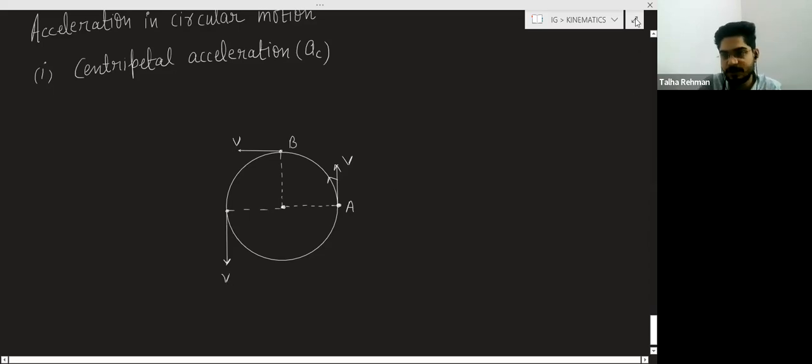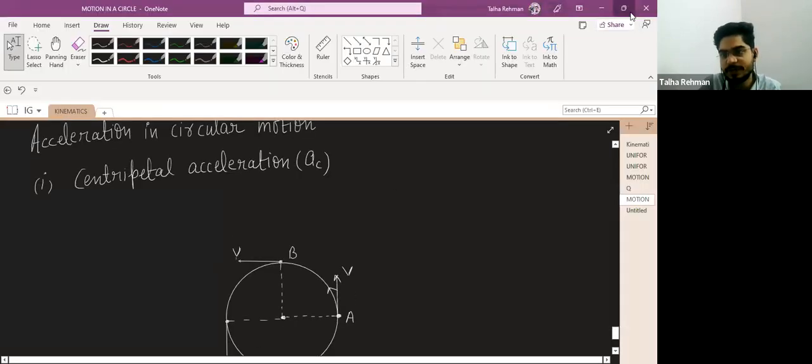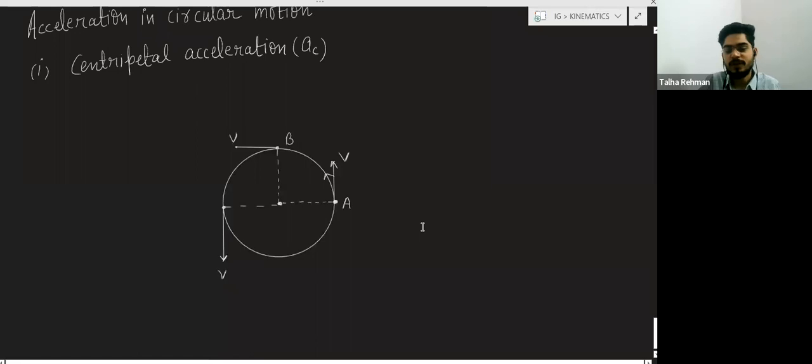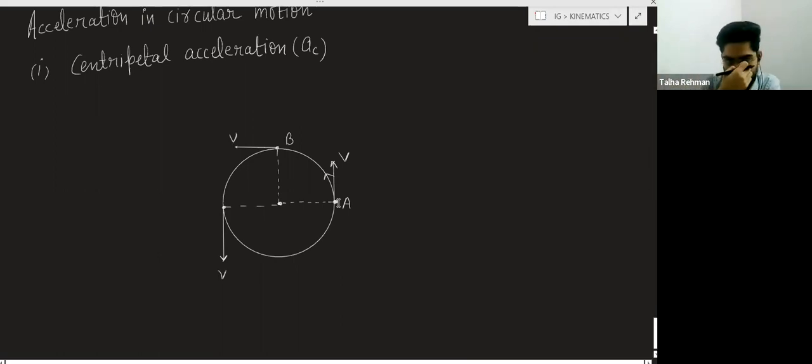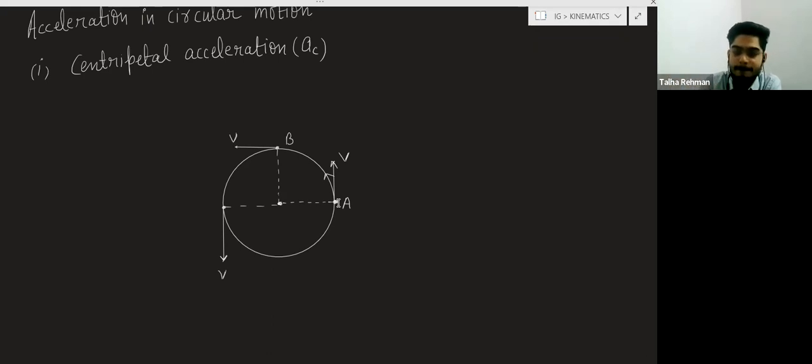Velocity is different. At different points, the direction of the velocity is different. At every point of the circle, you can check that the direction of the velocity is changing. So it means the velocity is changing.